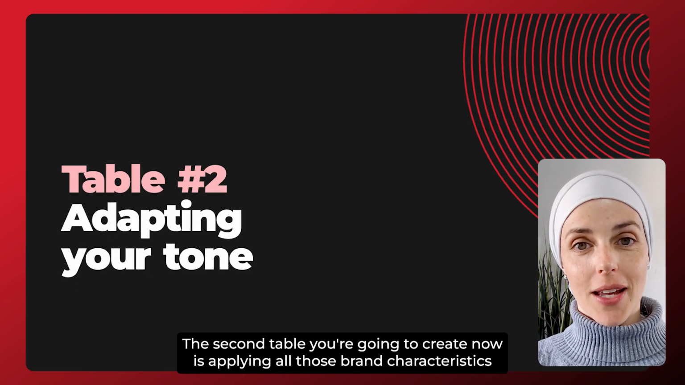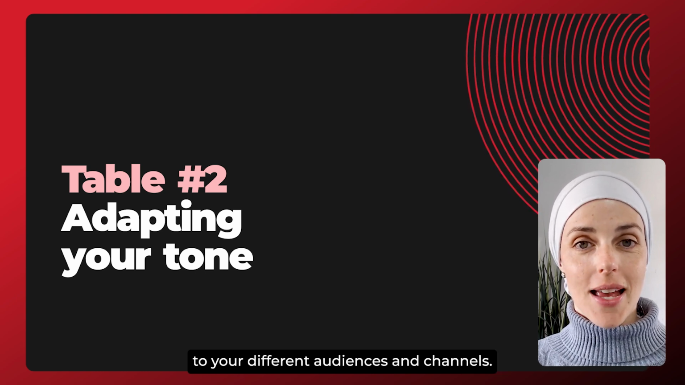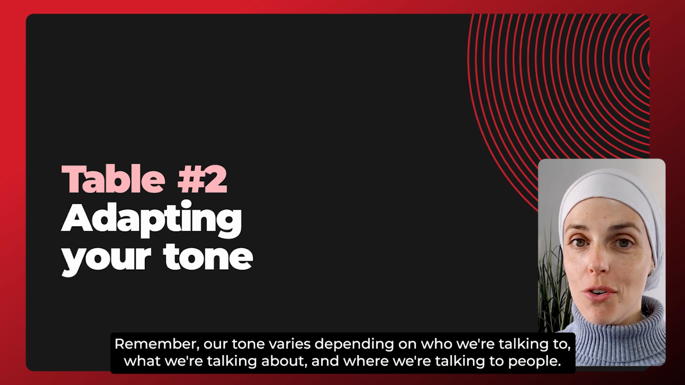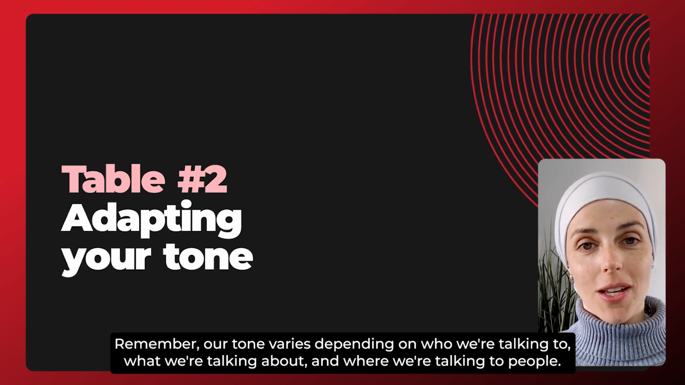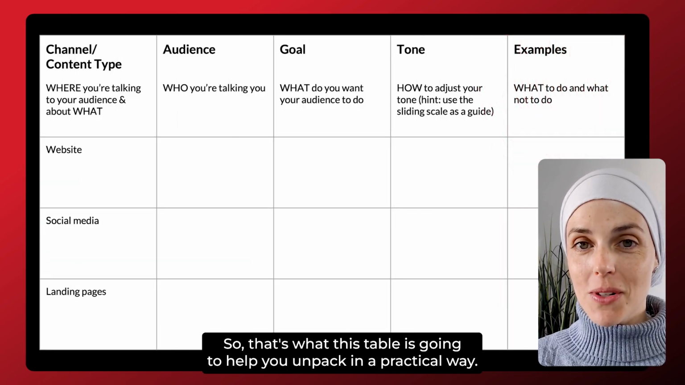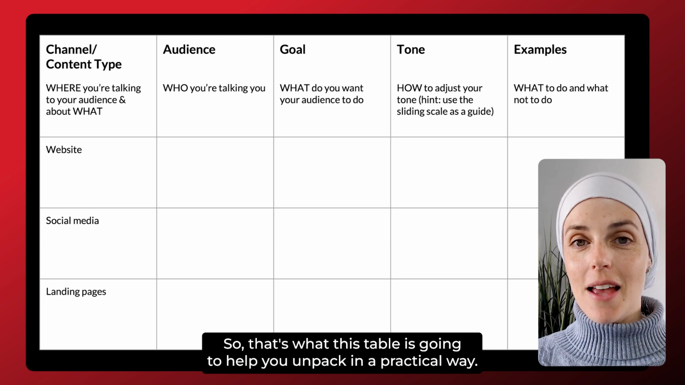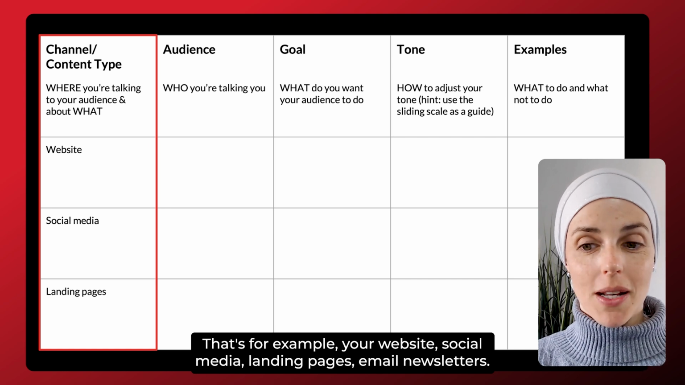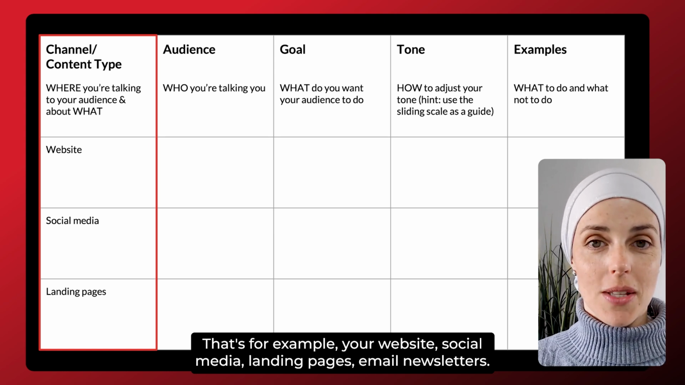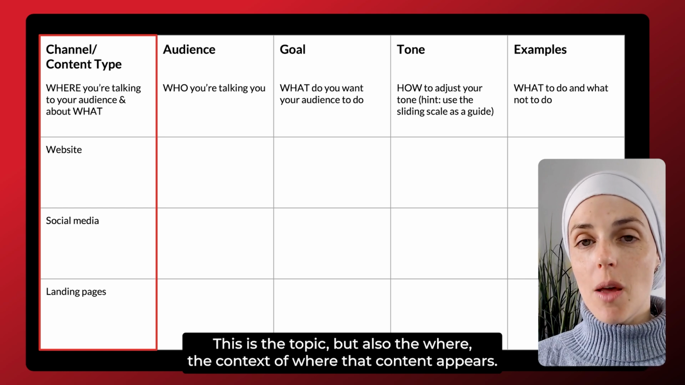The second table you're going to create now is tying all those brand characteristics to your different audiences and channels. Remember, our tone varies depending on who we're talking to, what we're talking about, and where we're talking to people. So that's what this table is going to help you unpack in a practical way. And the simplest way that I come to do it is to start with your content type. That's, for example, your website, social media, landing pages, email newsletters. This is the topic, but also the where, the context of where that content appears.